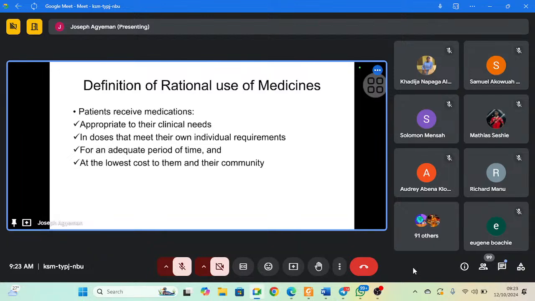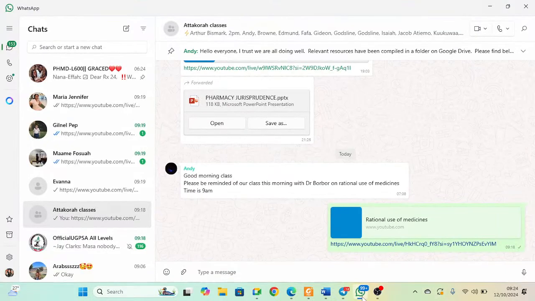Then again, if the person doesn't have enough money or cannot buy the medicine, then it will not even be available for you to consider its appropriateness. And therefore, the cost is also very, very important. Once you can't afford it, the drug will not be available. Therefore, as part of the principles of rational use of medicines, the cost should also be favorable to the person using it and to the community at large.